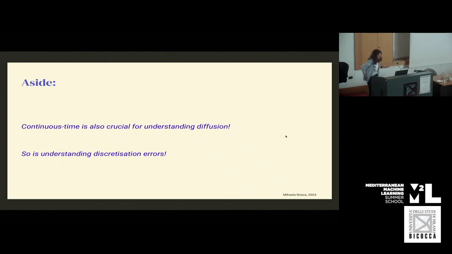And of course, as an aside, thinking about continuous time is also crucial for understanding diffusion. A lot of work that is being done in diffusion right now is understanding discretization errors, similar to what we've done today for optimization.